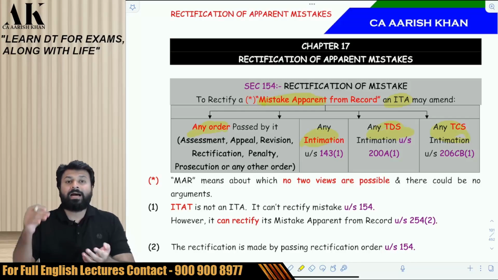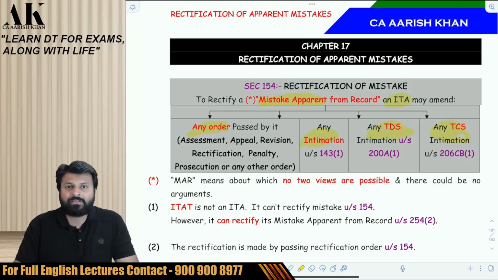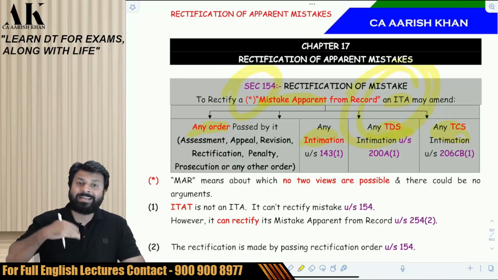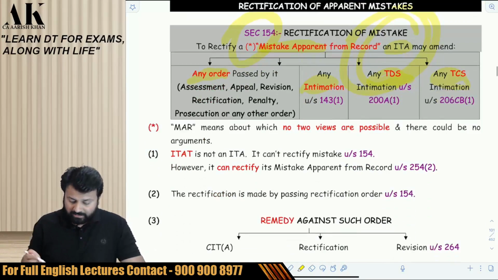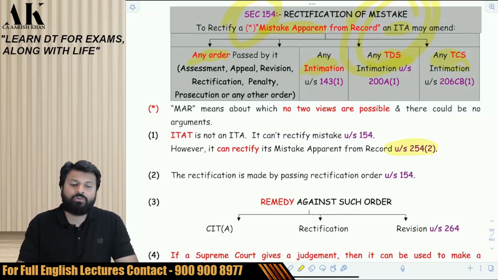But ITAT cannot rectify its apparent mistake under this section, because ITAT cannot be called an income tax authority. So ITAT cannot rectify its mistake under section 154. But can ITAT rectify its mistake in some other section? Yes, it can rectify its mistake under section 254 subsection 2.